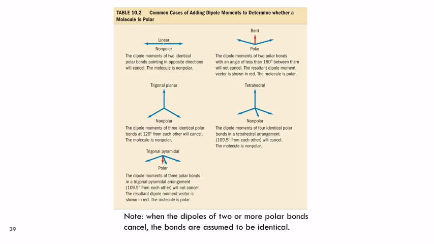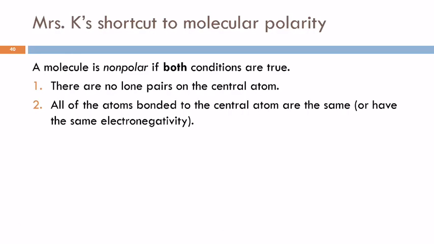So I've got kind of a shortcut method. Let me show you that. So this is my shortcut to determining molecular polarity. It works like most of the time. A molecule is nonpolar if both of these conditions are true. There are no lone pairs on the central atom, and all of the atoms that are bonded to that central atom are either the same element or they have the same electronegativity.